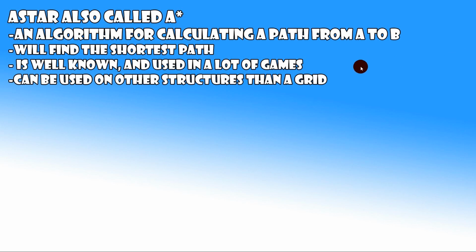So, as you can see, the algorithm is called AStar, and it's also written as A and a little asterisk as a star. It's an algorithm for calculating the shortest path from A to B, and it will always find the shortest path. The algorithm is very well known, and it's used in a lot of games, and it can be used in different structures, not only grid-based games as we are going to do here, but you can also use it in graphs and other things to find the shortest path.